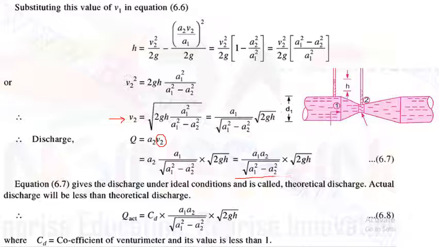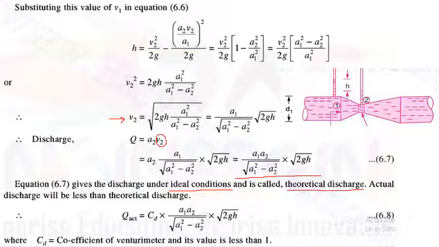So Q is equal to A1 A2 into the square root of 2gh, the whole divided by the square root of A1 square minus A2 square. This gives the discharge under ideal conditions, that is the theoretical discharge. Ideal conditions means all conditions are ideal or perfect. There is no discontinuity or deformity in our assumptions or in the real conditions.